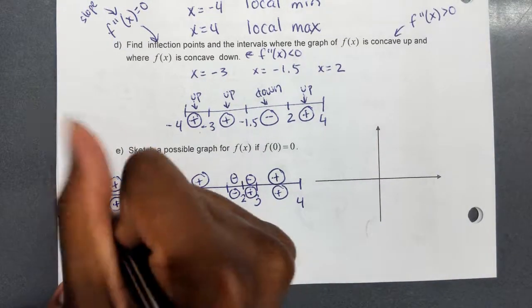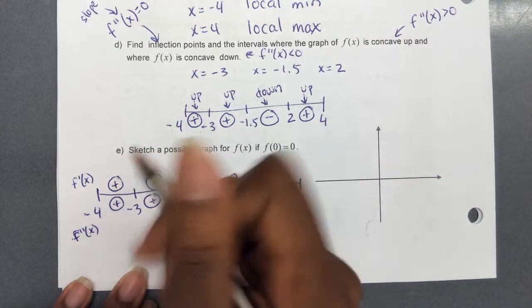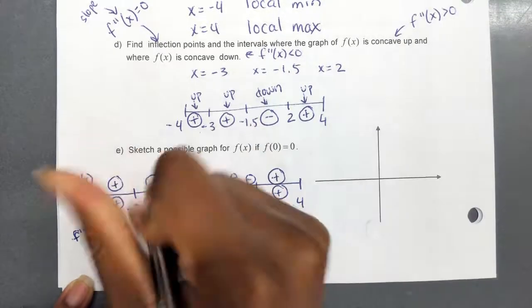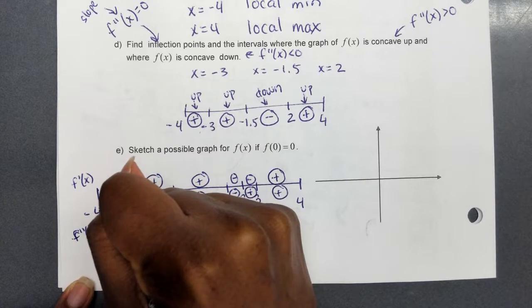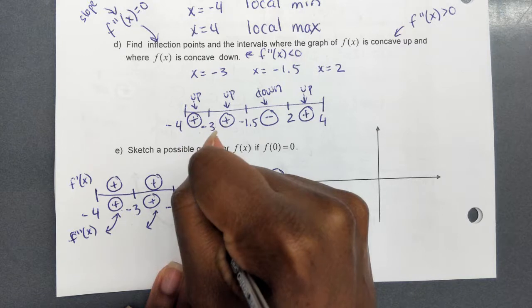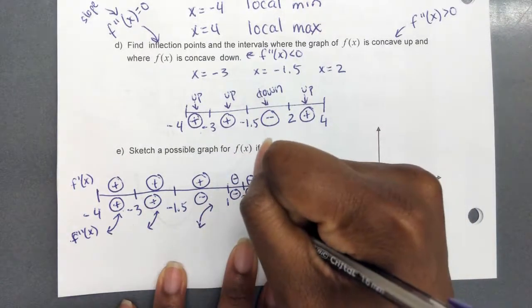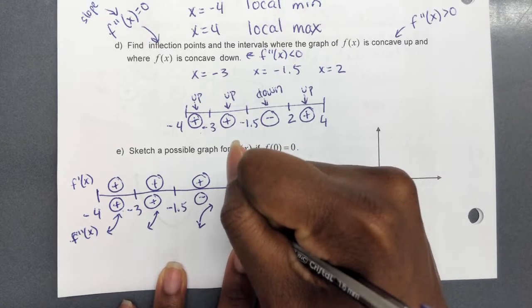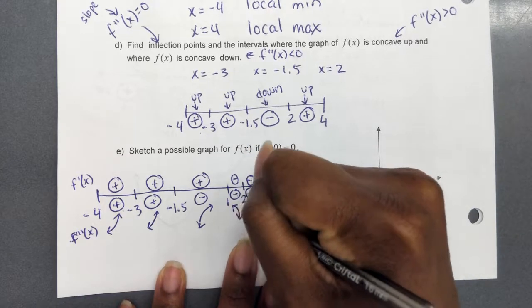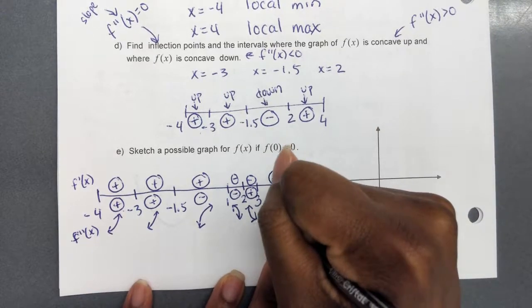Alright, so I'm going to sketch what each section of this graph should look like. So positive, positive means that our graph should look like that. Positive, positive, our graph should look like that. Positive, negative, graph should look like that. Negative, negative, our graph should look like that. Negative, positive, graph should look like this. And positive, positive should have an end of our graph that looks like that.